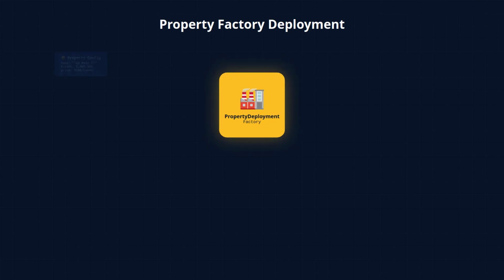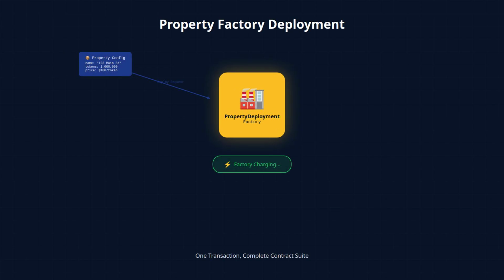When it's time to tokenize a new property, the factory contract takes over. With a single transaction, the factory deploys a complete suite of contracts configured specifically for that property. Token name, symbol, total supply, pricing, all set automatically. This standardized deployment ensures consistency across all properties.